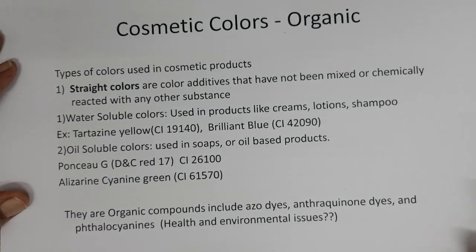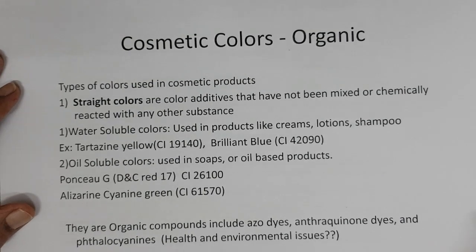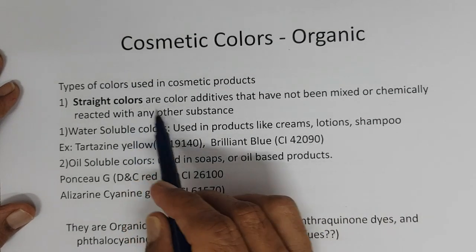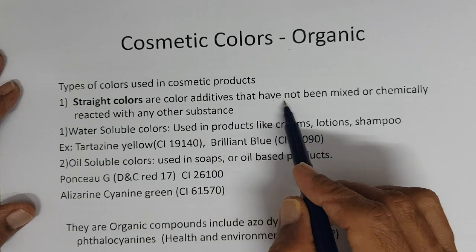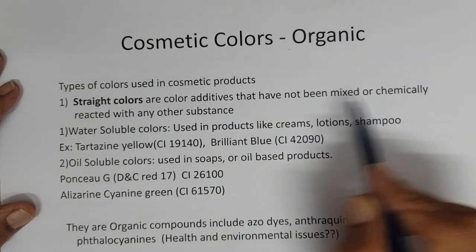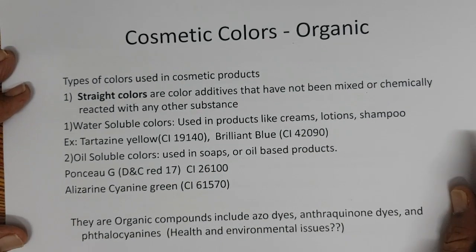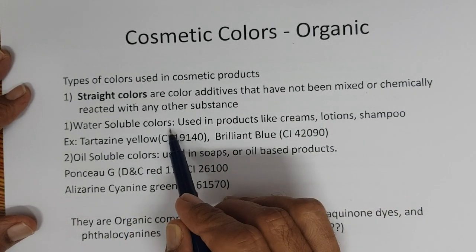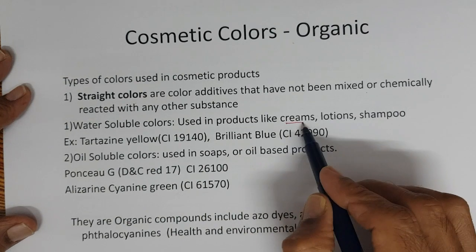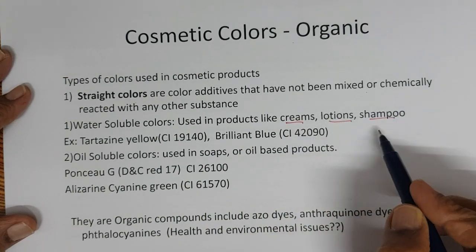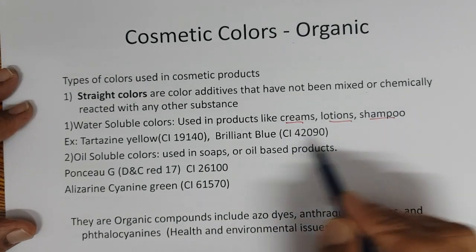So, types of colors used in cosmetic products: organic colors. Straight colors are color additives that have not been mixed or chemically reacted with any other substances. For example, water soluble colors used in products like creams, lotions, shampoos. They are water soluble colors.